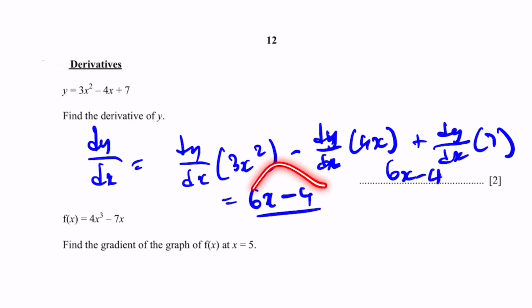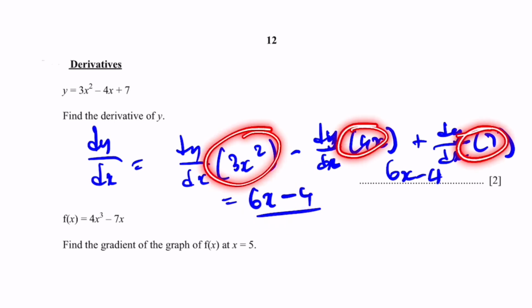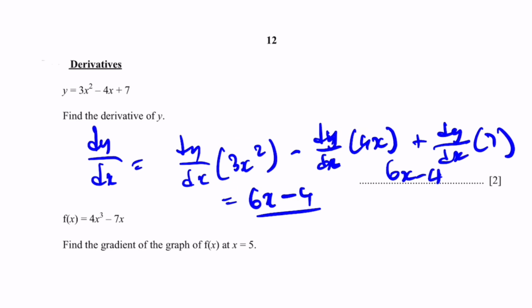So how did I get 6x minus 4? Of course, we take the derivative of each term, which I've done here. And taking the derivative is simply bring the power down. So in this case, it was 3x squared. We bring this power down and multiply by the whole thing, and then we subtract 1 from the power which we have. So we have 2 times 3x to the power of 1, and that's 6x. And that's how you got the 6x here.